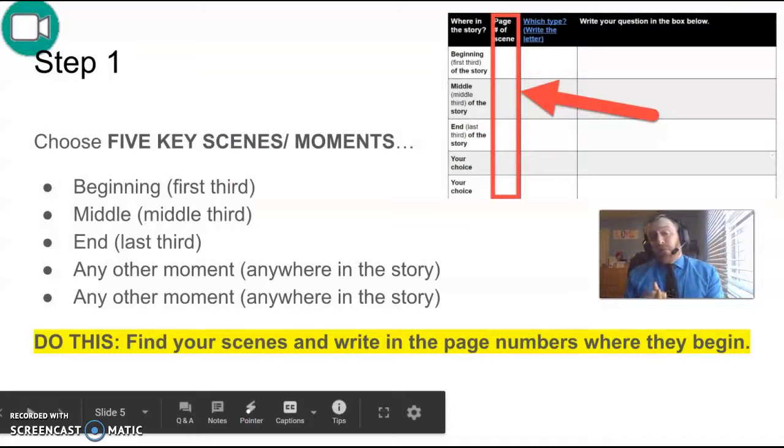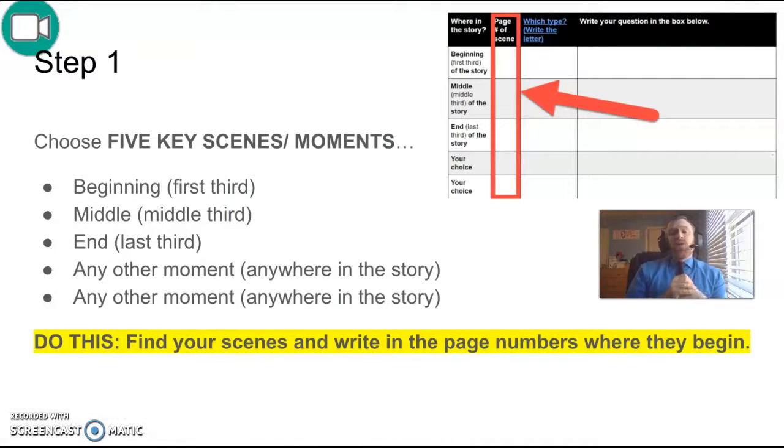Step number one is you have to go ahead and choose 5 key moments from the story. So you want to try and find a moment from the beginning, from the middle, from the end. Those are important. And then the other 2 can be from wherever you want. They can be another moment from the beginning, another moment from the end, or from any other moment in the story. It doesn't matter. We want to choose 5 key moments.